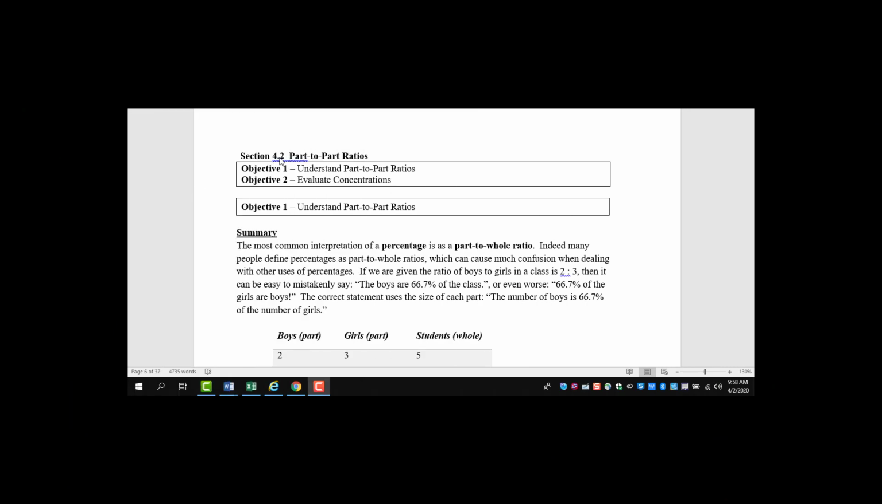Okay, section 4.2. These are the two things. The first video will probably just do the first one, and the second will do concentrations.